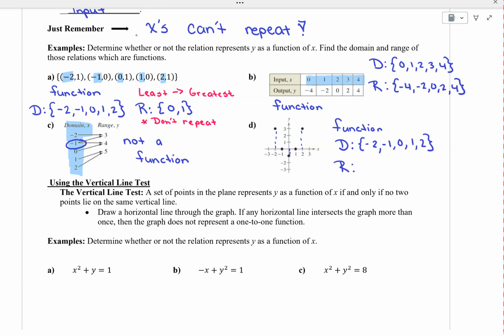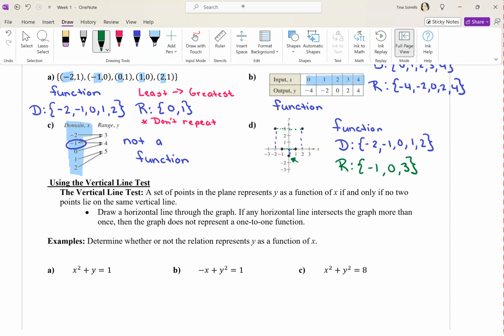So now let's go look at the range. Okay, so I'm going to actually switch colors on this one. Okay, and if you do it from bottom up, then they'll be in order from least to greatest. So this y value right here is at a -1. This y value is at 0. This y value is at a 3. And remember, we do not write any repeats.